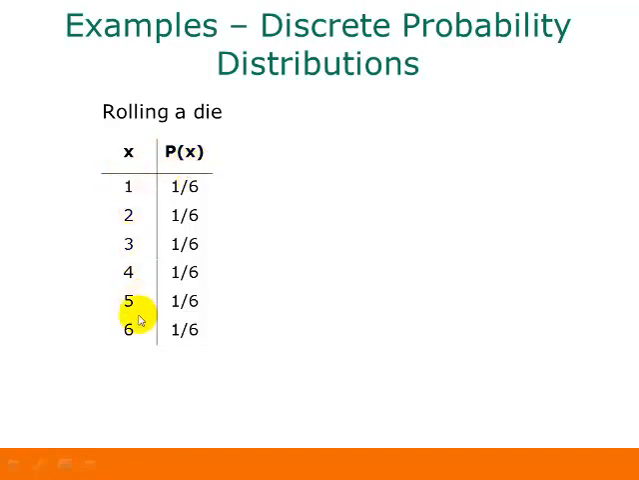So our possible outcomes for rolling a die, our numerical outcomes, are the values 1 through 6, and here's the probability for each different outcome. Since each of those values is equally likely to come up on the die, the probability for each one is 1/6. So this would be our discrete probability distribution for that experiment.